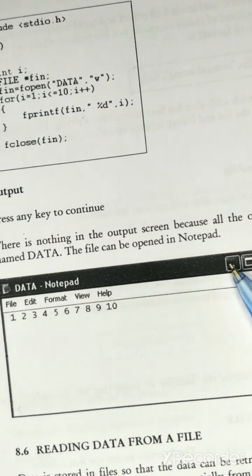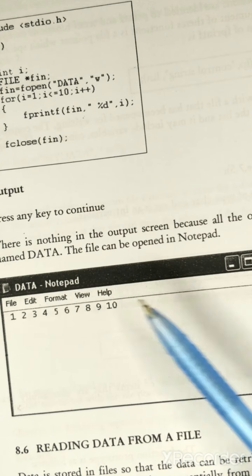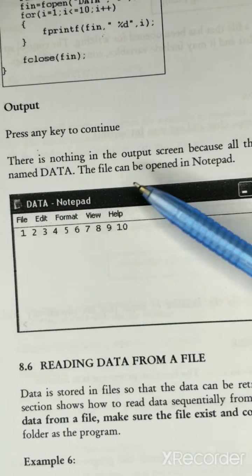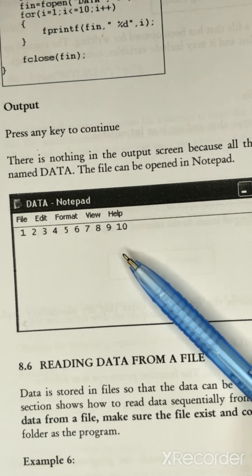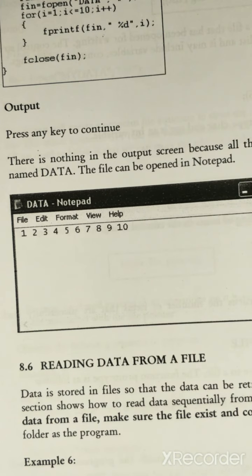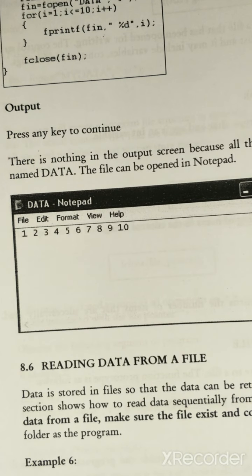As explained here, there is nothing in the output screen, because all the output has been saved inside a file named data. The file can be opened in Notepad. If you look in your folder, there is a file named data. Just click that and open it using Notepad, then you can get this output. This is the data in the file that we have created and keyed in.